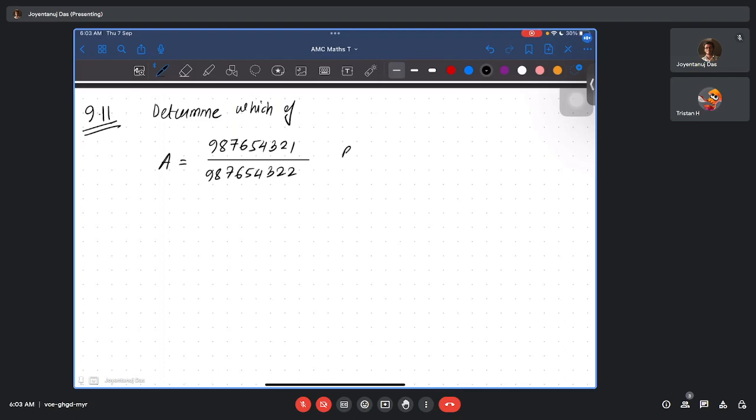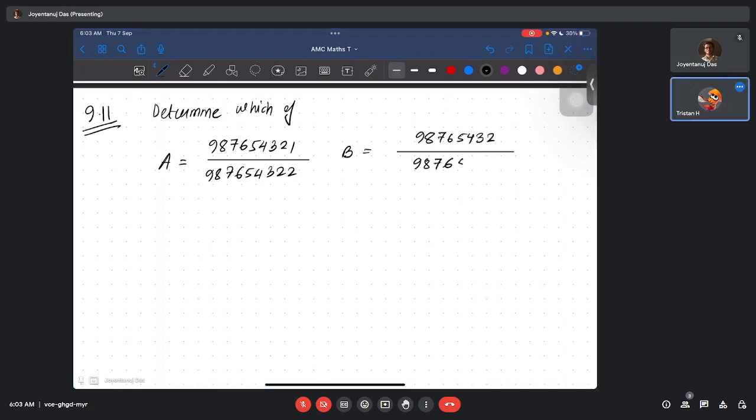Okay, so they are two fractions or rational numbers. They are big quantities, but without computing or without using a large calculator, you have to figure out which of them is bigger. B would be bigger. Okay, why?